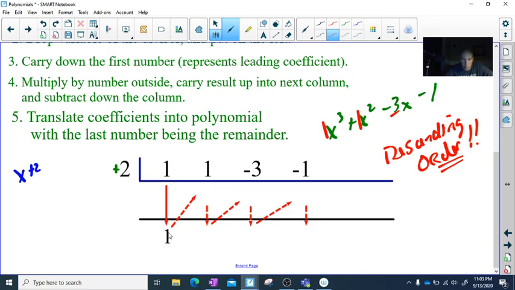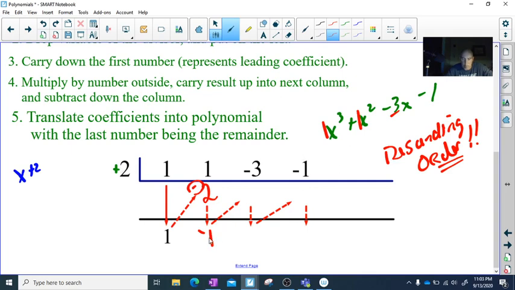So it's 2 times 1. The answer would be 2. Now you subtract these. 1, take away 2, and you put the answer down below here, negative 1. And then you repeat that over and over until you get to the last row.